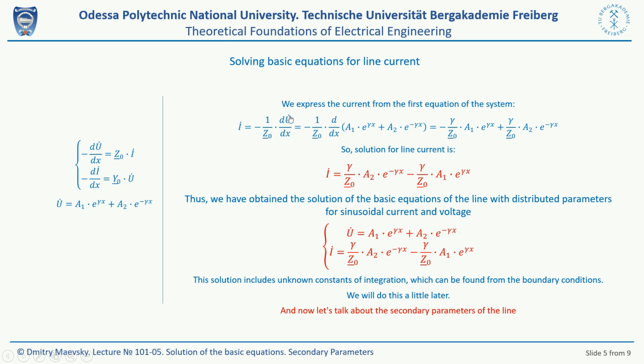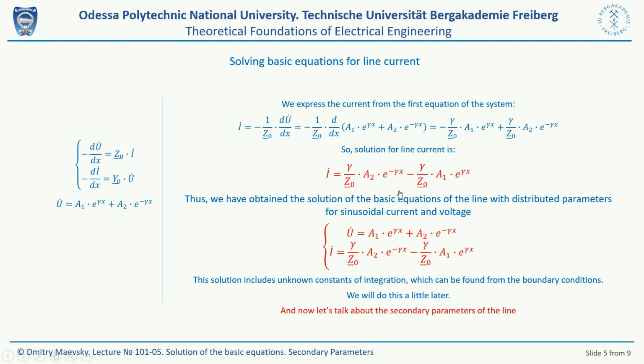To do this, we express the current from the first equation of the system, as shown here, and substitute the derivative of the voltage which is already known. After simple transformations, we get expressions for the current at any point on the line, which is shown here.